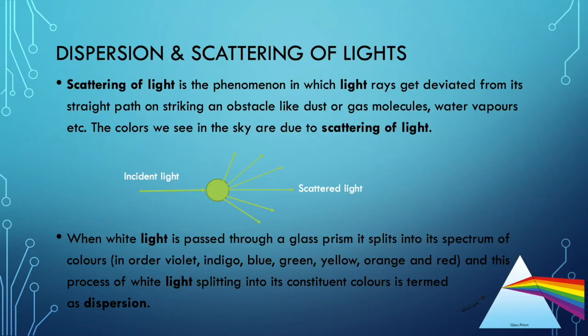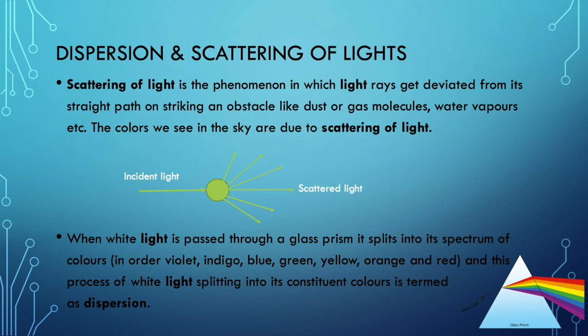Dispersion and scattering of light. Scattering of light is the phenomenon in which light rays get deviated from their straight path on striking an object like dust or gas molecules, water vapors, etc. The colors we see in the sky are due to the scattering of light. In this diagram, we can see that an incident light, when it strikes a surface, gets scattered from the object.